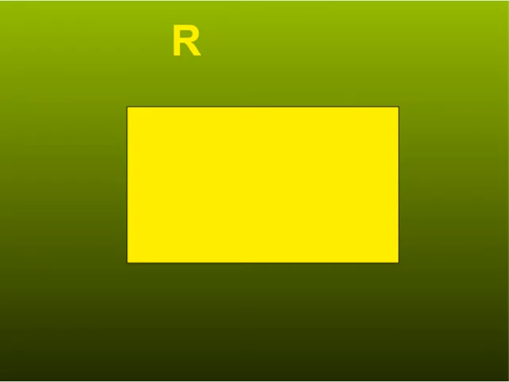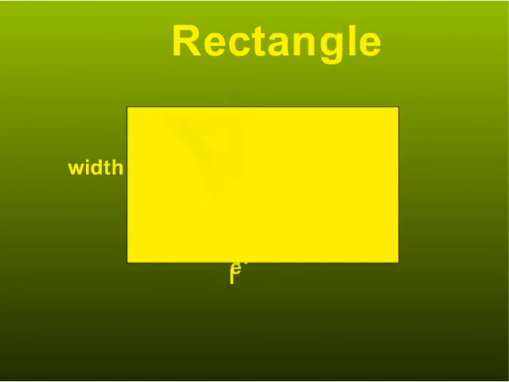Perimeter of a square is 4 times the side. You got 4 equal sides. The area of a square is side squared. The perimeter of a rectangle is 2 times the length plus 2 times the width. And the area of a rectangle is length times width.